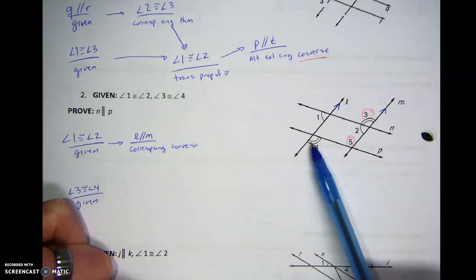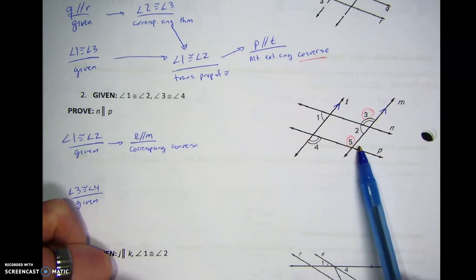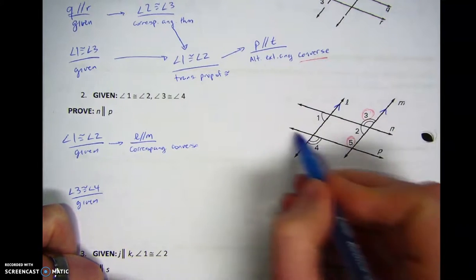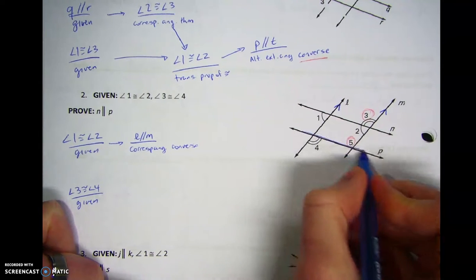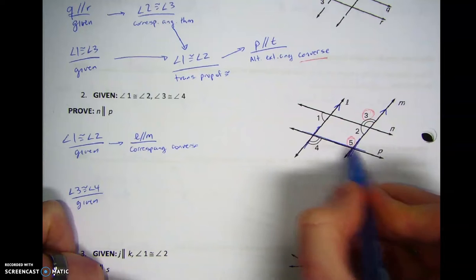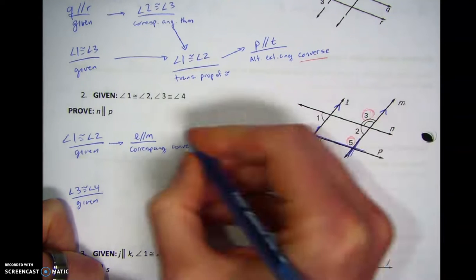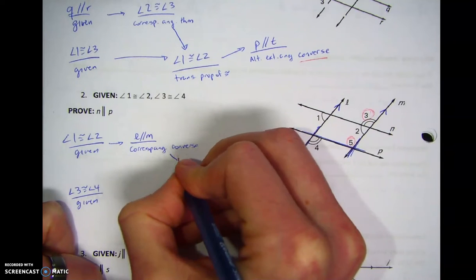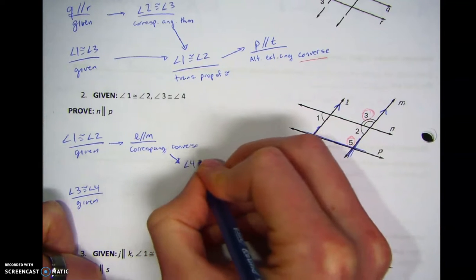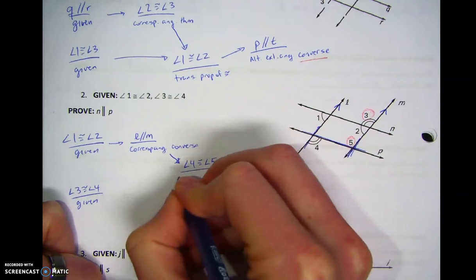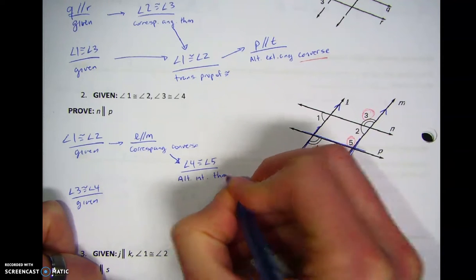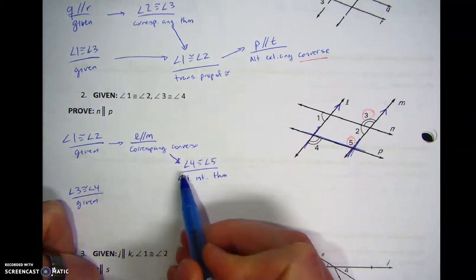4 and 5 are alternate interior angles, which means since L and M are parallel lines, here's our transversal P. So we're just looking at this here. 4 and 5 are alternate interior angles. The lines that we wanted are parallel. L parallel to M tells us that angle 4 must be congruent to angle 5. Why? This would be the alternate interior angles theorem, because we're going from parallel to congruent.